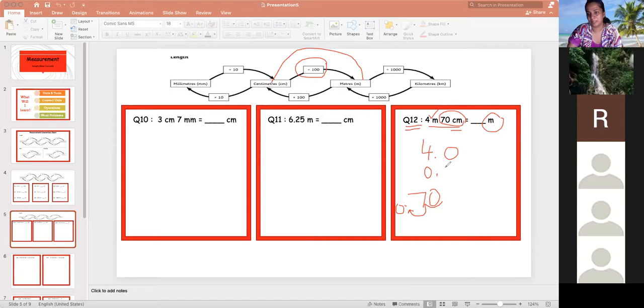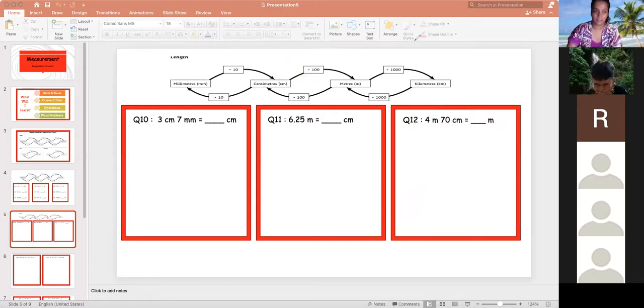So tambah ini 0.7 di sini. Okay, and you will get 4.7. Itu akan jadi jawapan kamu. Faham? 4.7 meters. That is how you do this question. And since I'm recording this video, this lesson, you will be able to see this again. If you forget, you just go to the video and watch it again.